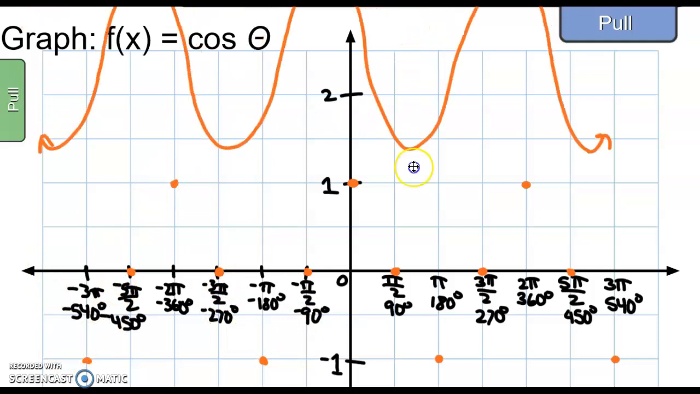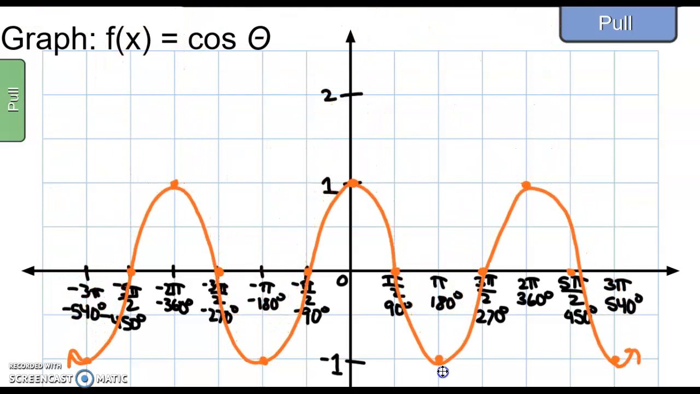So once we have our points graphed, again, you just want to create your wave shape and try to include as many of those points as possible. You can see that I kind of missed this one over here, but as long as your points are graphed in the correct spot and you have the right basic shape, that's what I'm going to be looking for.